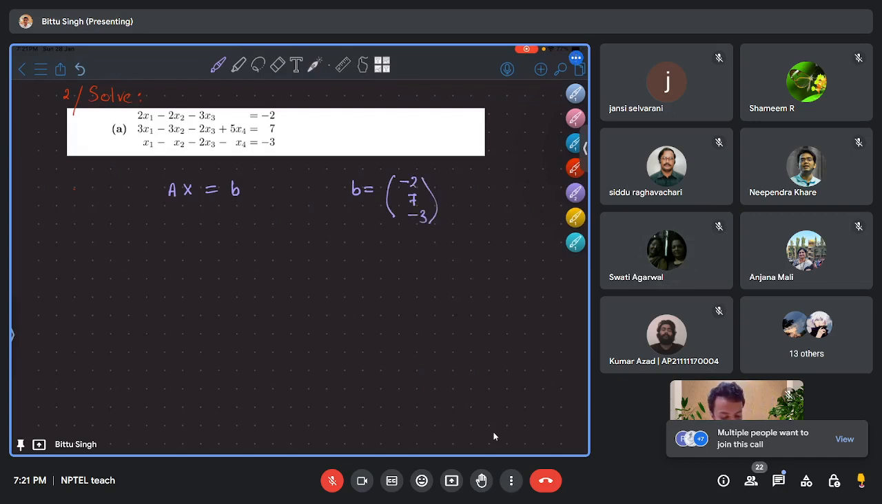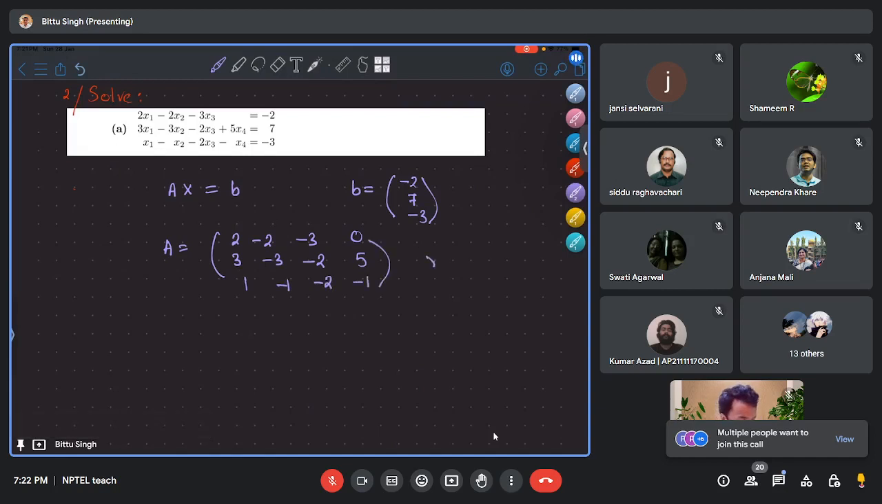Okay. So here b is -2, 7 and -3. What is A? You can see the A is given by the coefficients of x1, x2, x3. That is, you can write A in this way: 2 -2 -3, and then 0. Sorry, there is another thing: 3 -3 -2 and 5 x4. So it is 5, and there was no x4 entry, so it is 0 times x4. And for the third equation, we'll get the third row, which is 1 -1 -2 -1.